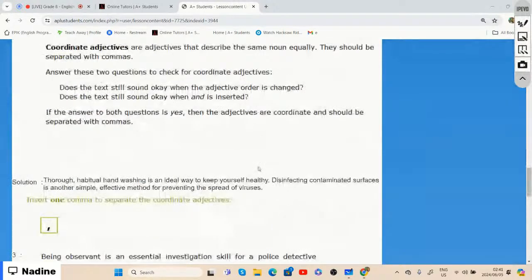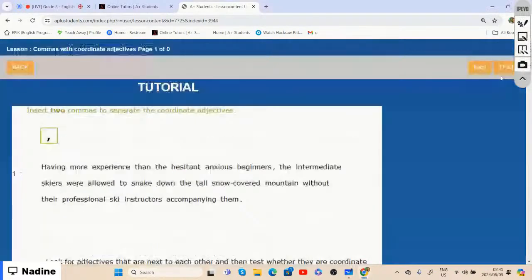Oh, it is not even by, it's first thorough, then comma. Habitual hand washing is ideal for disinfect. Oh, and a simple comma. All right, let's go to the test.